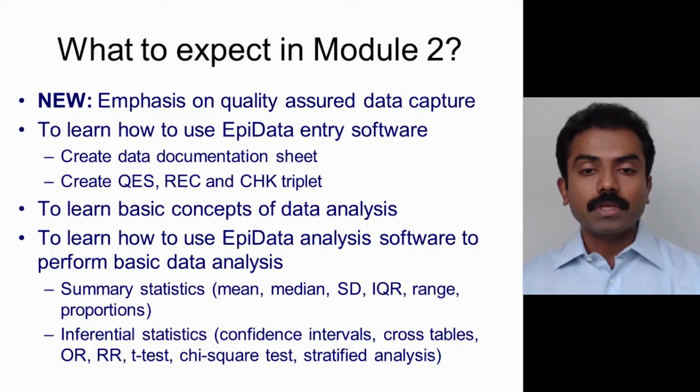We will learn some basic concepts of data analysis, and we will also learn how to use Epidata software to perform basic data analysis. We will learn how to calculate some summary statistics like mean, median, standard deviation, interquartile range, range, proportions, frequencies. We will also learn how to calculate some inferential statistics like how to calculate confidence intervals around a mean, around a proportion, and around several measures of effect like odds ratios, relative risk, how to run statistical tests of significance like t-test, chi-square test. So these are the things that we are going to learn in this particular module.